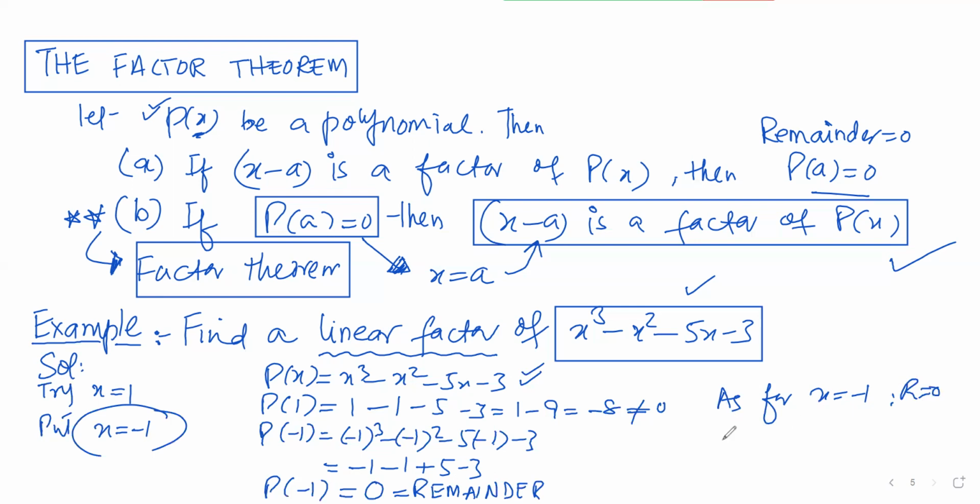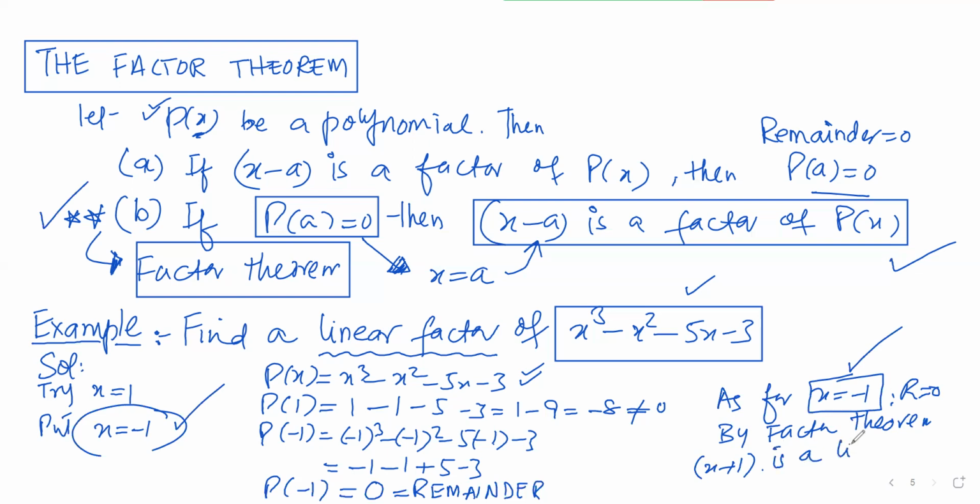So by the factor theorem, from x equals minus 1, which I tried here, I can write a statement that x plus 1 is obviously a linear factor of this x cube minus x square minus 5x minus 3. This is the factor theorem.